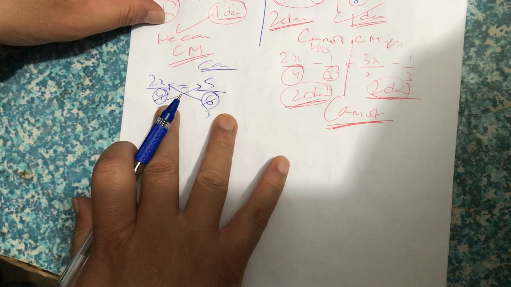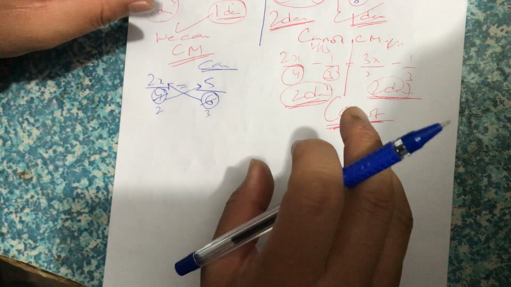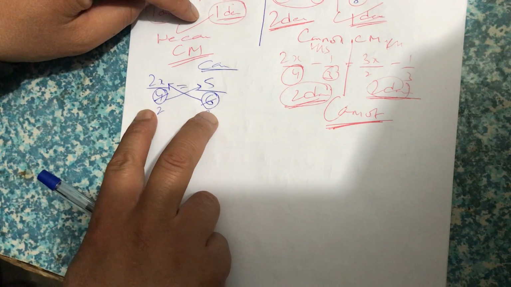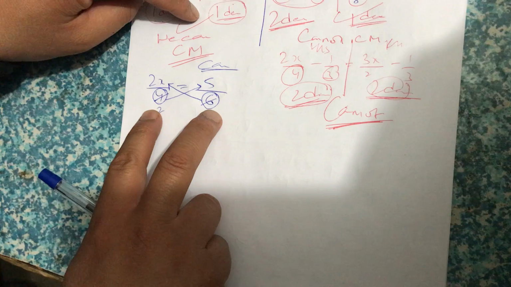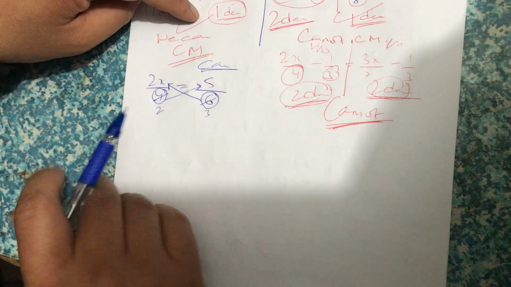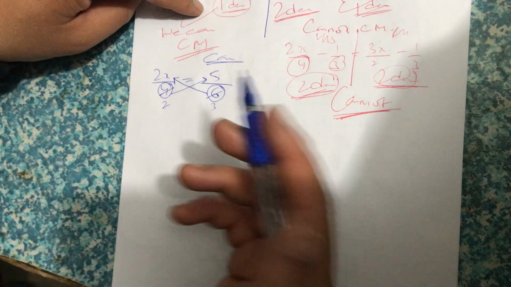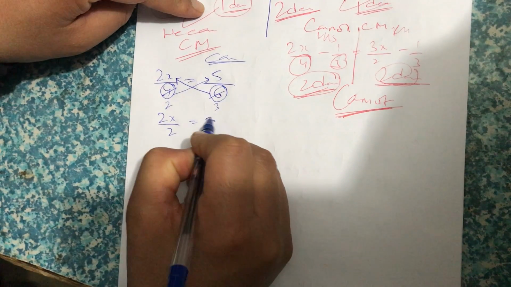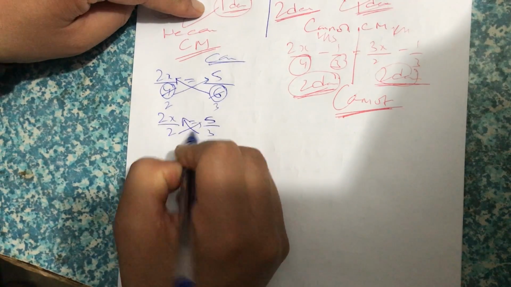Now even if you don't cancel, it doesn't matter, but it is advisable to always cancel, because in higher classes you will get such numbers where if I do not cancel, multiplying with those numbers will become pretty difficult or pretty complicated. So that's why I cancel, and then I'm left with 2x by 2 after cancellation, and 5 by 3. Now the cancellation is done.